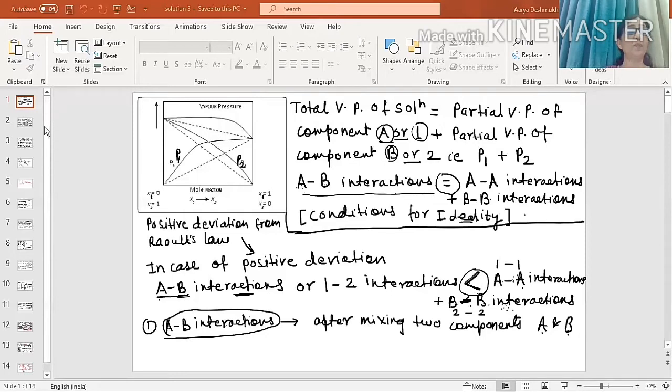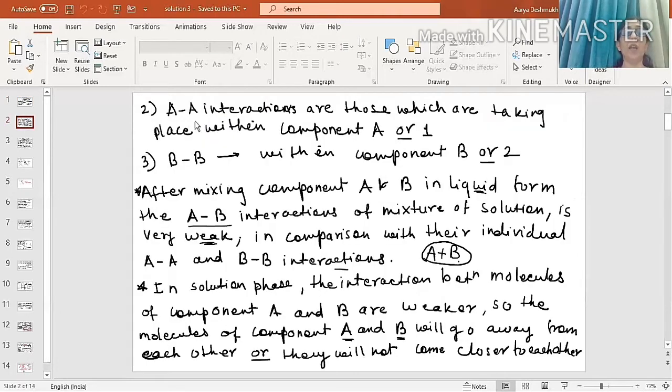Now we proceed to the next slide. Here you can see AA interactions are those which take place within component A or 1. You might denote this as 1 or A; it is one and the same thing. BB interactions occur within component B or 2. After mixing components A and B in liquid form, the AB interactions of the solution are very weak in comparison with the individual AA and BB interactions. When you add these components together, the interactions between them will decrease.